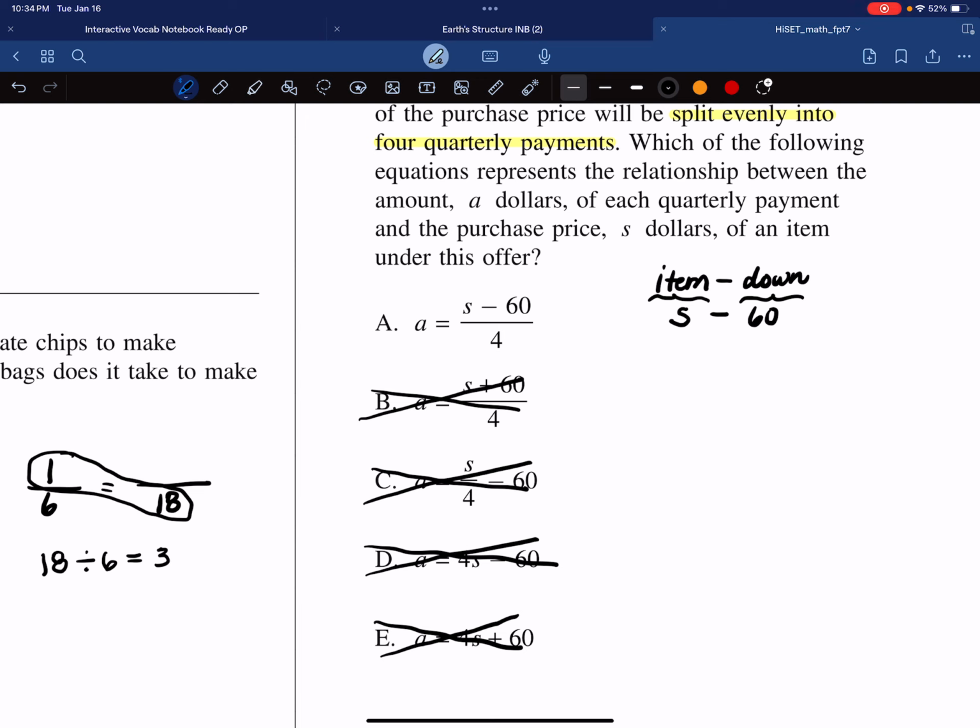But let's finish the problem, because what they're saying is that you take this amount and then you split that evenly 4 ways. You're going to divide it among 4 payments. So the payment is the item minus the down payment divided by 4. And they're saying to let A represent the payment. So there is the answer you're looking for.